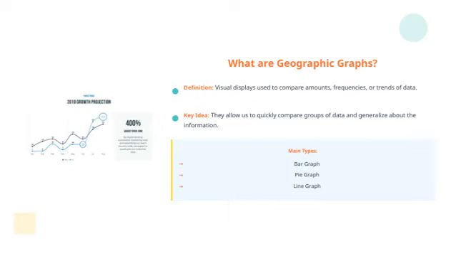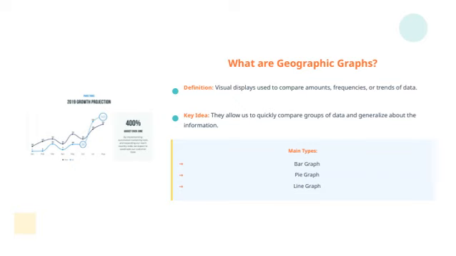Now, let's take a closer look at some common types of visual data displays. First, we have the line graph, which is great for showing trends over time. Next, there's the pie graph, used to illustrate parts of a whole, making it easy to see proportions. Then, we have the bar graph, ideal for comparing different groups or categories side by side. These are considered the main types of visual data displays.